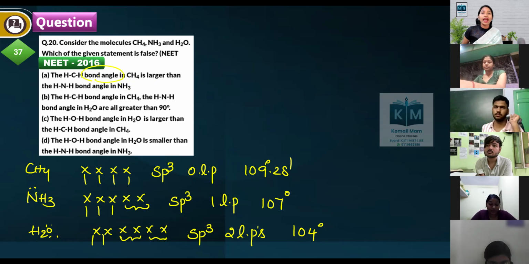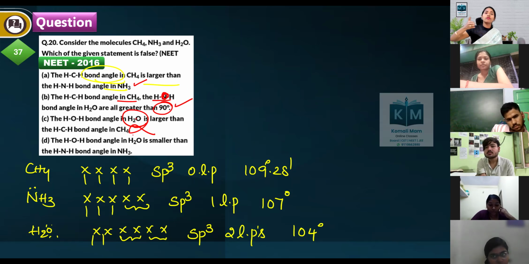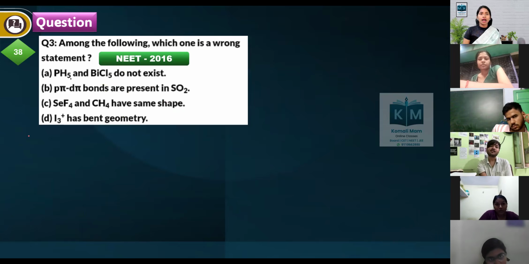Now, the CH4 bond angle is greater than ammonia, which is a correct statement. They were asking for the false statement. The HOH bond angle in H2O is greater than 90, this is also correct. The HOH bond angle in H2O is larger than methane? No, this is 104, this is 109. Incorrect. The HOH bond angle in water is smaller than ammonia. Yes, more repulsion, smaller. Option C is the incorrect statement which they are asking for.